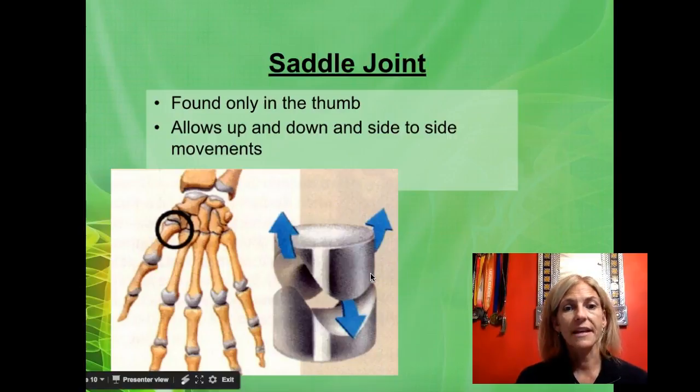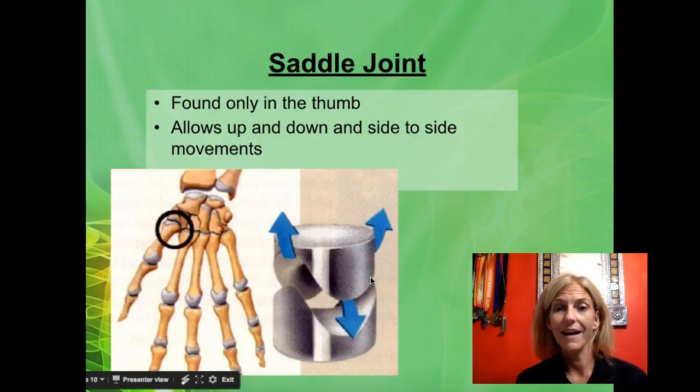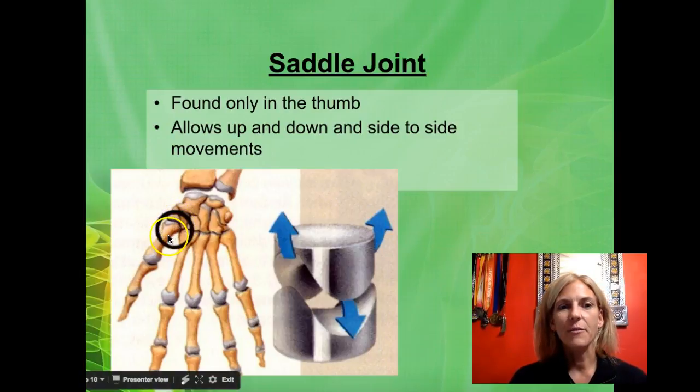The saddle joint, like I said, is only found in the thumb, and it provides up, down, and side-to-side motion. Go ahead, give it a try. See if you can provide any other motions. So the saddle joint is only found between the pollex and the carpals.